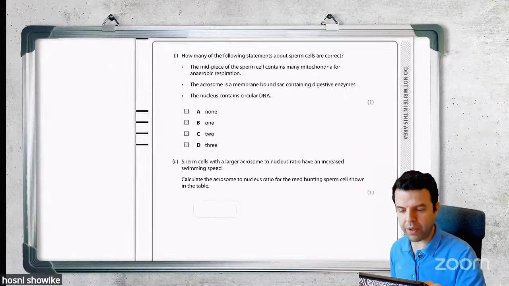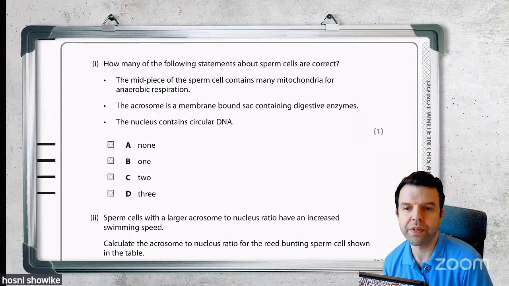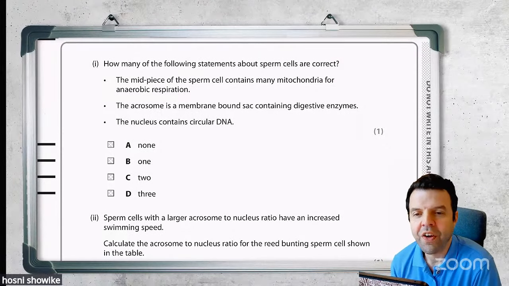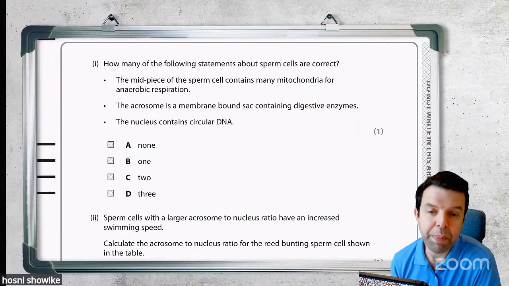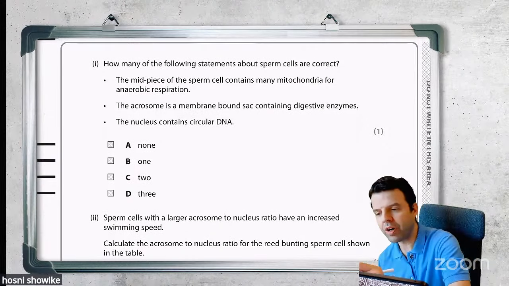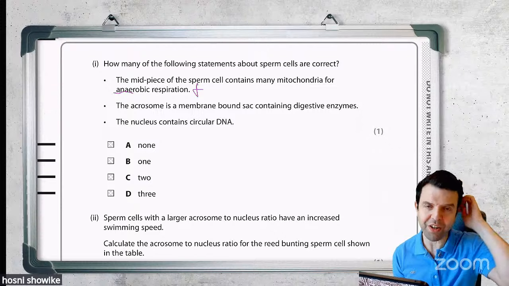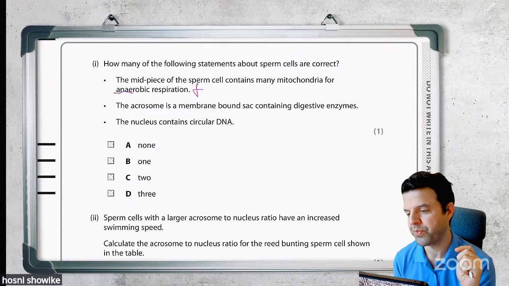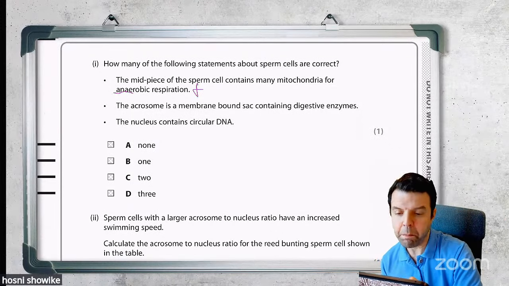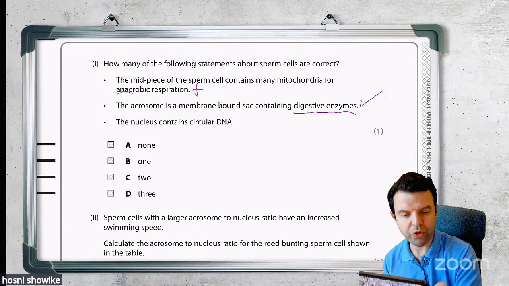Now, to start with, this asks how many of these statements are correct. Let's check. The first one says the mid piece of the sperm contains many mitochondria for anaerobic respiration. That's not right. It's aerobic. Mitochondria only do aerobic. The acrosome is a membrane bound organelle containing digestive enzymes. This one is good.